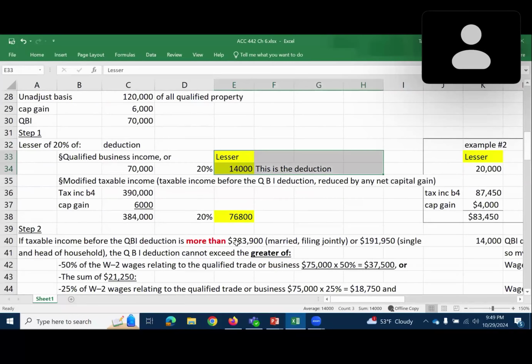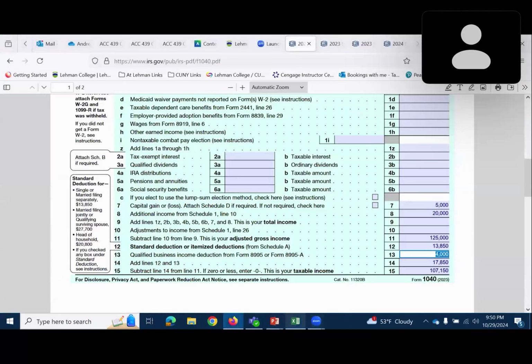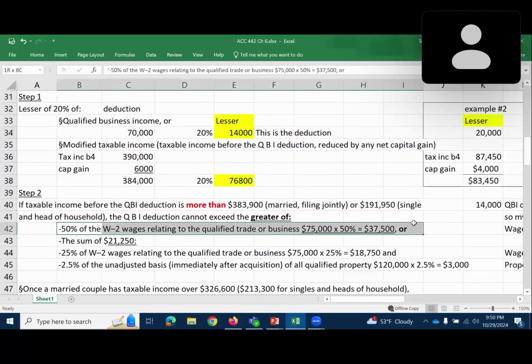$14,000. So now the question is, okay, if my income is more than $383, this deduction that I'm taking, which here I have is 4,000 because we're using different numbers now. This $14,000 cannot be greater than this or the sum of this and this. So let's figure that out.